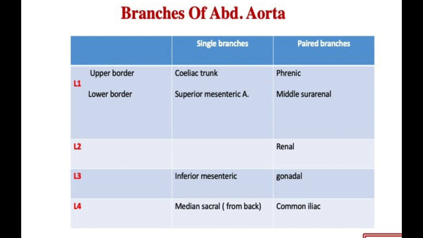Paired branches at L2: renal. L3: single inferior mesenteric. Paired branches: gonadal. L4: single branch from the back, the median sacral artery. Paired branches: bifurcation of the abdominal aorta into right and left common iliac. These are the branches of the abdominal aorta.